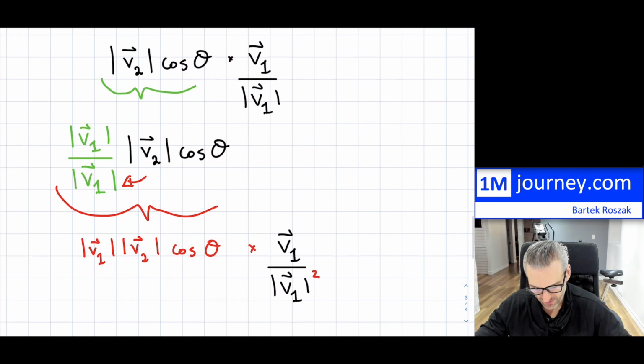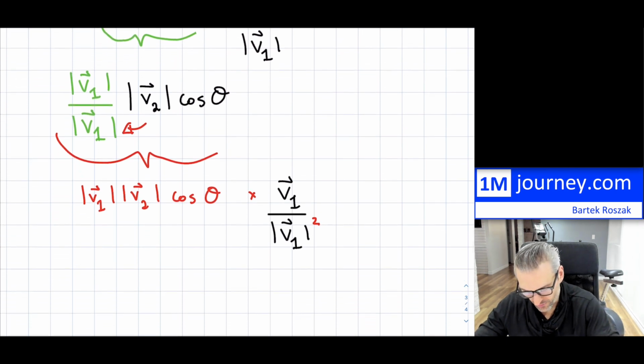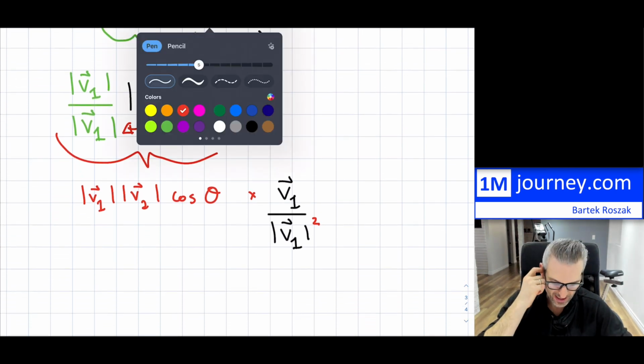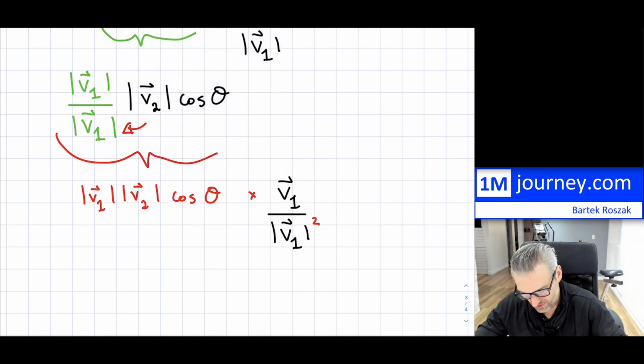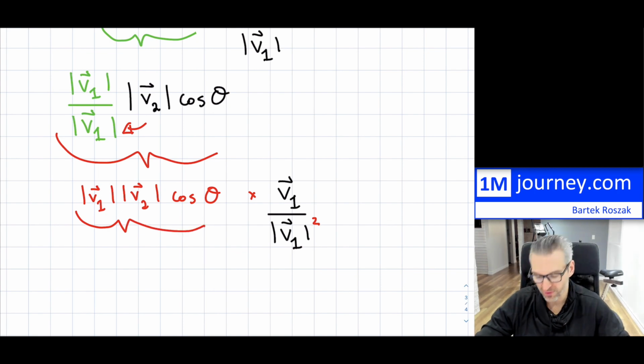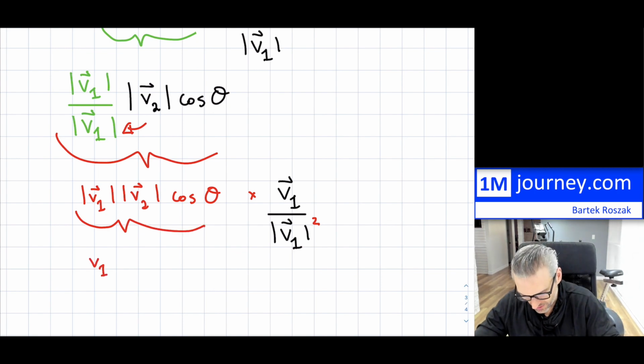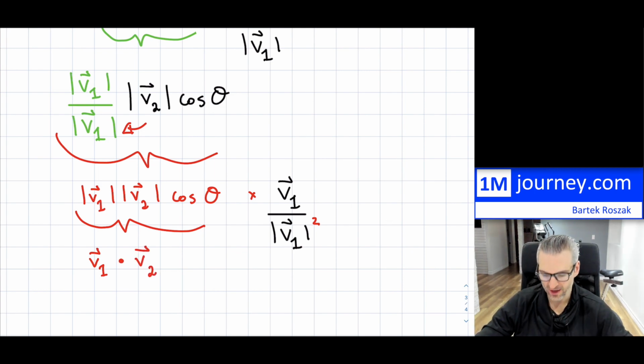That's what I have in here. And so from this, you'll notice that this right here, by the definition of the dot product, is just v1 dot product with v2. So that's what I have in there. That's the actual result there.